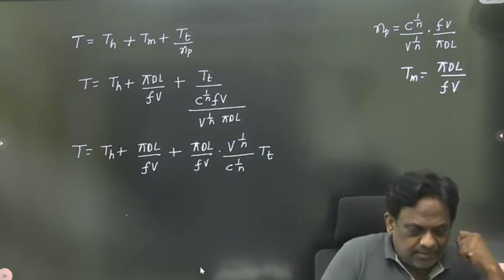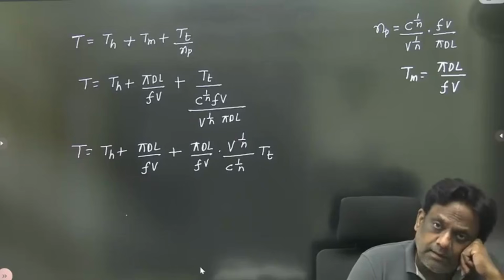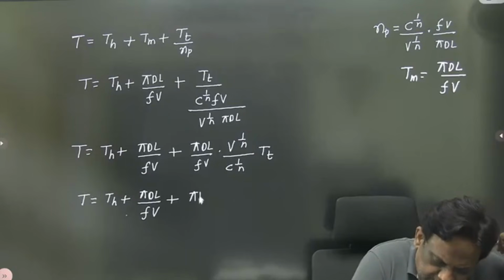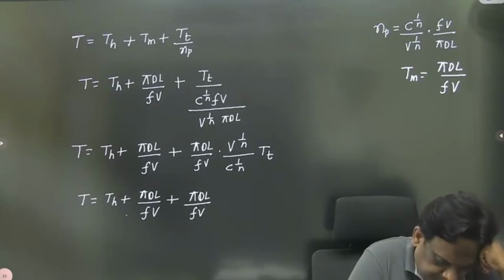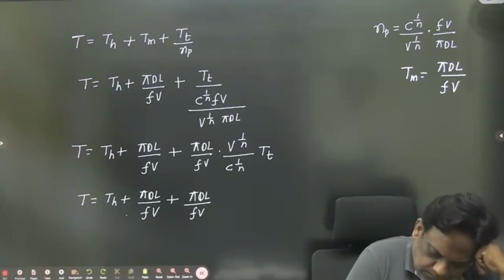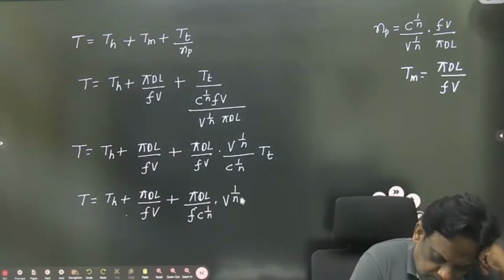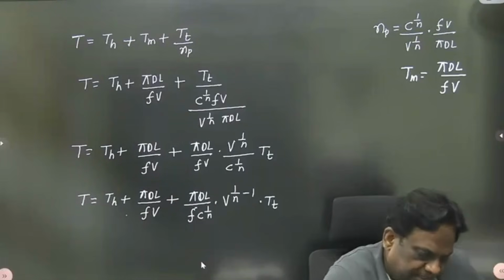हाँ जी सर. अब देखो प्लीज प्यारे बच्चों इधर देखो. ब्यूटीफुली देखना सर. T is equal to Tm plus Tt plus Th, that is pi dl by FV plus pi dl by FV.